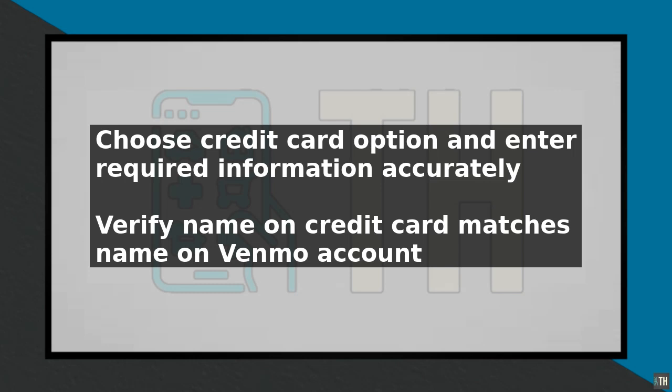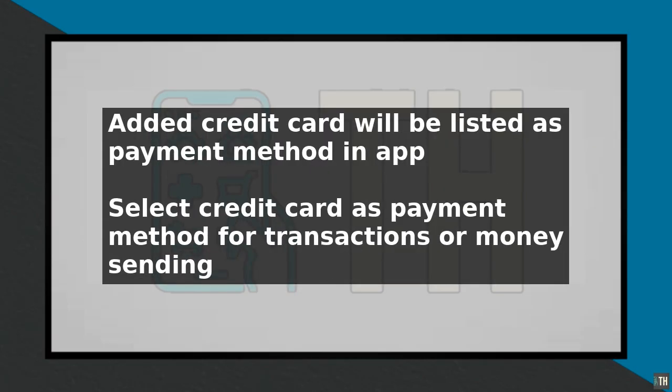To use the credit card for a transaction, select it as the payment method when making a payment or sending money to someone. Keep in mind that using a credit card on Venmo may incur a small fee, usually around 3% of the transaction amount.